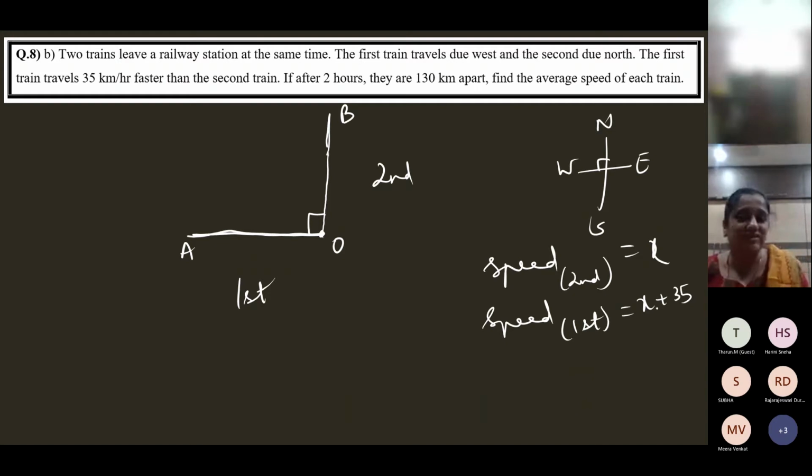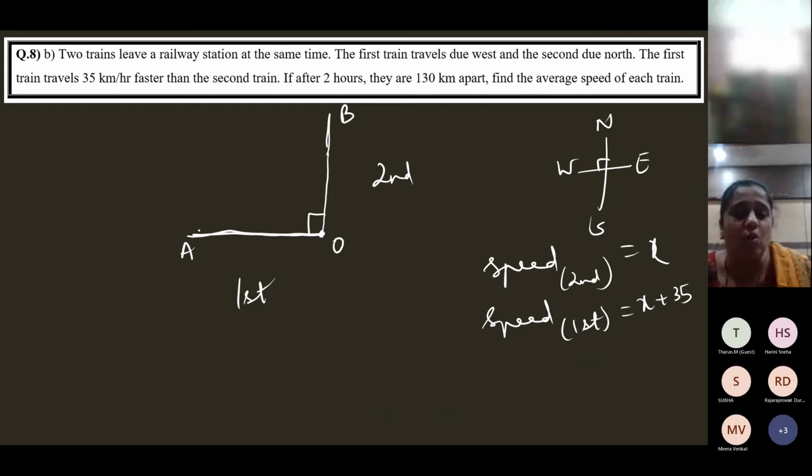After 2 hours, now see here, speed and now time. They are telling us the time, after 2 hours they are 130 kilometers apart. So that means the two trains start from O. One is going along OA, the other one along OB. Like this, they go for 2 hours.